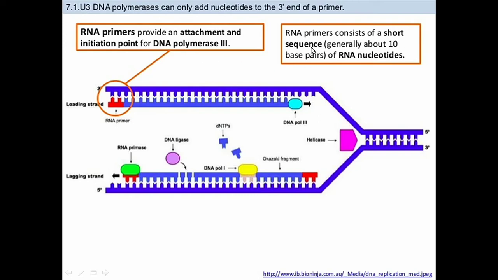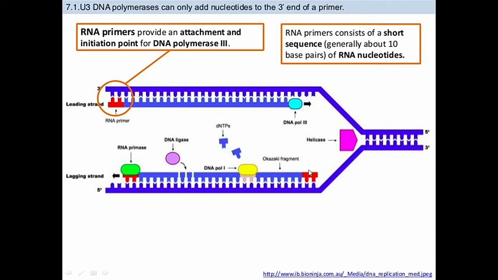RNA primer is a short sequence of ribonucleotides, about 10 base pairs. So the red color base pairs are RNA base pairs, short nucleotides. This is called the RNA primer. See, this end of the RNA primer is 5'. The other end is 3'. The 3' OH end helps the attachment of DNA nucleotides. The DNA nucleotides are added to the 3' OH end of the RNA primer by the DNA polymerase enzyme.